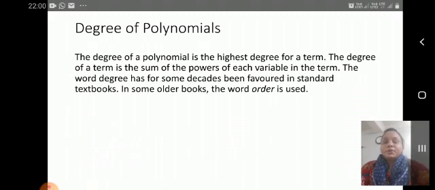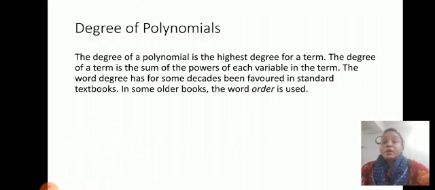Next, the degree of polynomials, very easy. The degree of a polynomial is the highest degree of its terms. The degree of a term is the sum of the powers of each variable in the term. The word degree has for some decades been favored in standard textbooks. In some older books, the word order is used. So the degree and the order of a polynomial are the same. It means we have to find the highest power of the given polynomial.